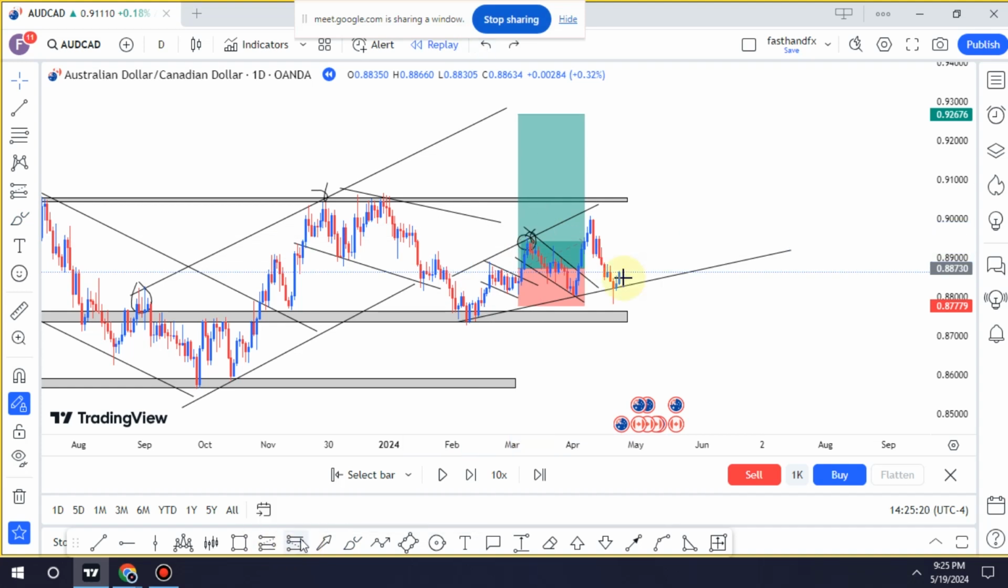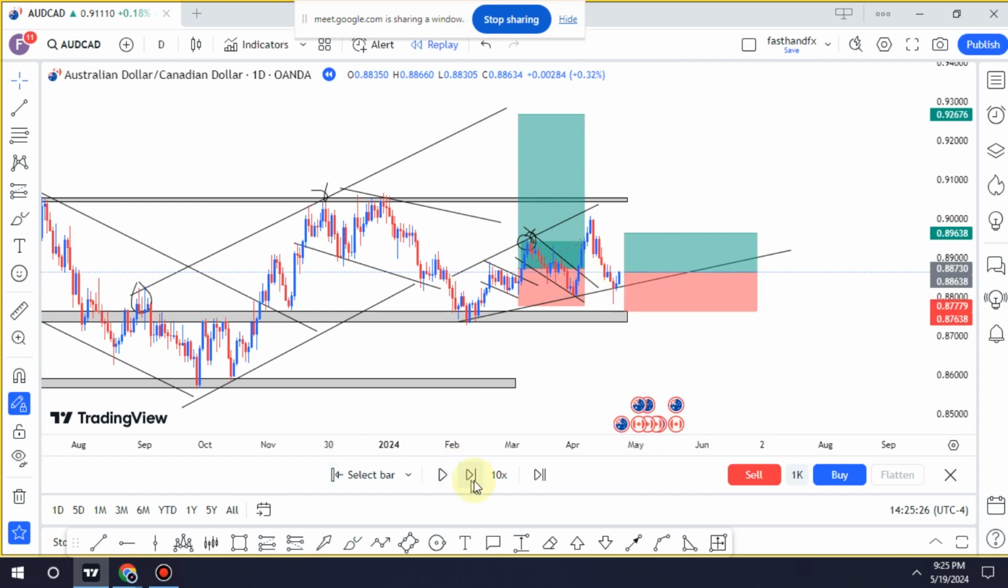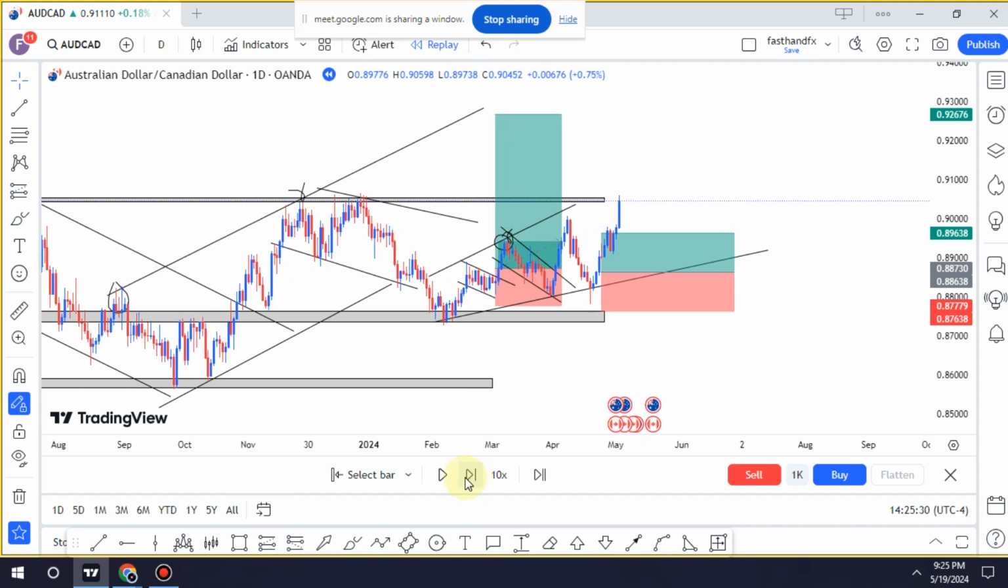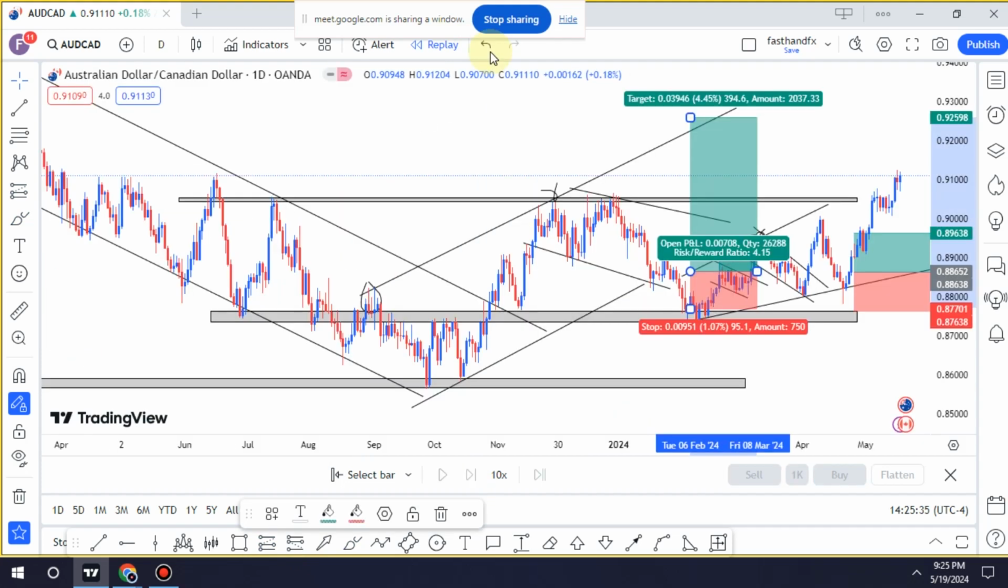Like I said before, it's safer to take your entry at the support level, but of course we are still at the highest time frame. This is daily time frame, and of course current market price, something like this.